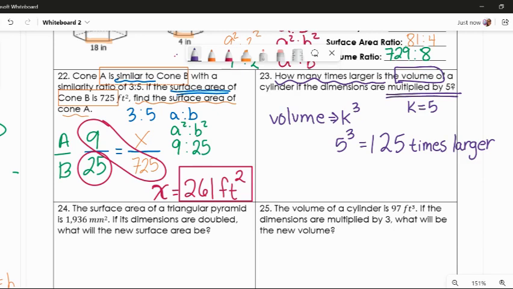So once we know our K value, what it's multiplied by, then we just have to do K cubed for volume. Let's try another problem.